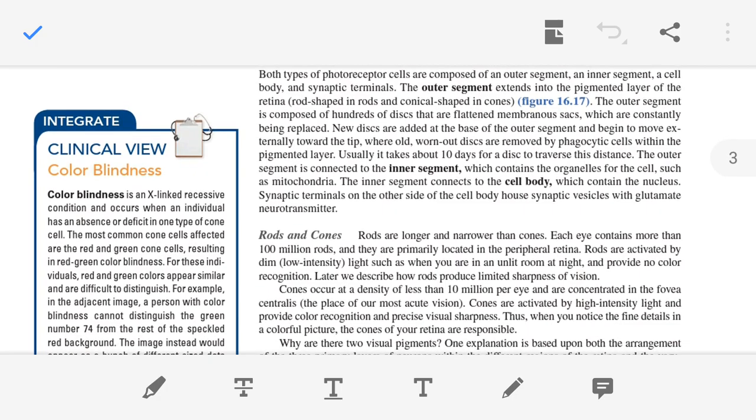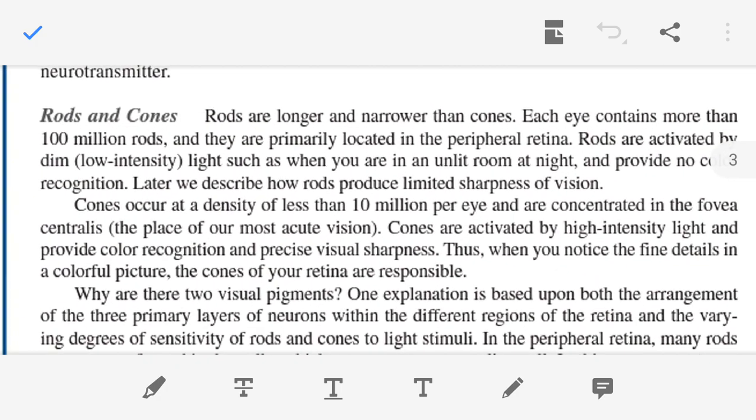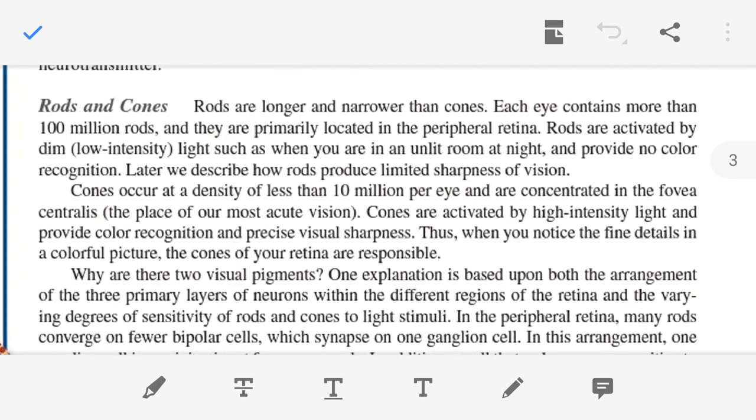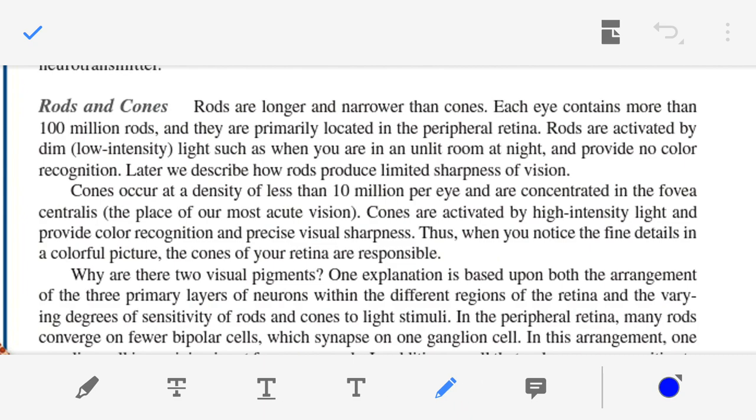So here we are discussing the photoreceptors, rods and cones. As you have seen in the figure, rods are somewhat longer and narrower than the cones. Rods are longer and narrower photoreceptor cells. In each eye, 100 million rods are present, and these rods are primarily located in the peripheral region of our retina.